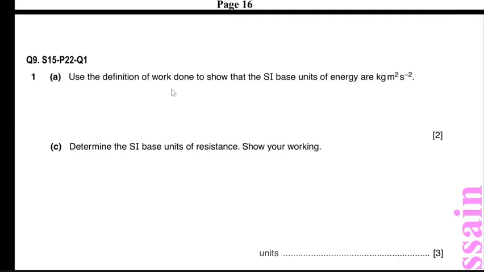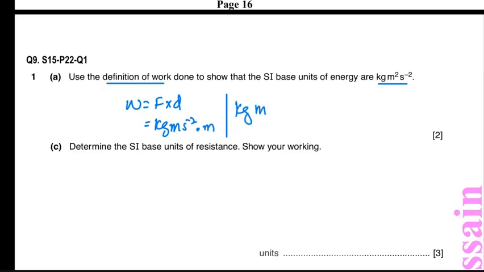Use the definition of work done to show the SI base units of energy. What is the definition of work done? Work done is equal to force into distance moved in the direction of force. So force is kg m s^-2 and distance is in meters. So it becomes kg m^2 s^-2, which is the joule.